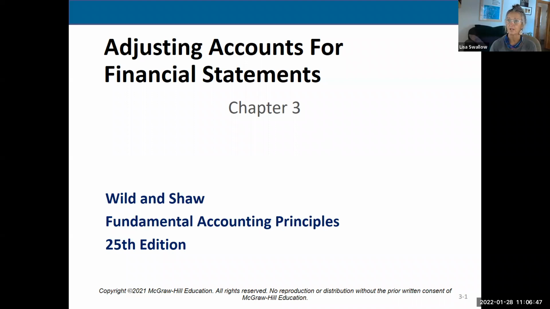So this is a really, really big chapter. By now you should have your tool under your belt. In other words, when I say how do you increase an asset, you know debit, and how do you decrease a liability, you say debit. So hopefully you've kind of got that under your belt, and we can move forward. So here we are taking a look at Chapter 3. So again, we're going to be adjusting the accounts.